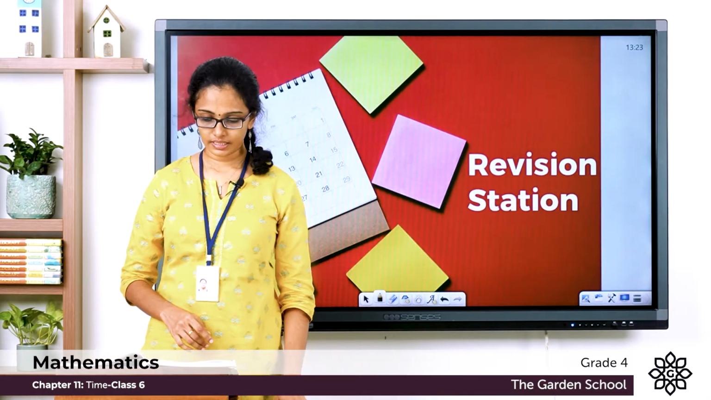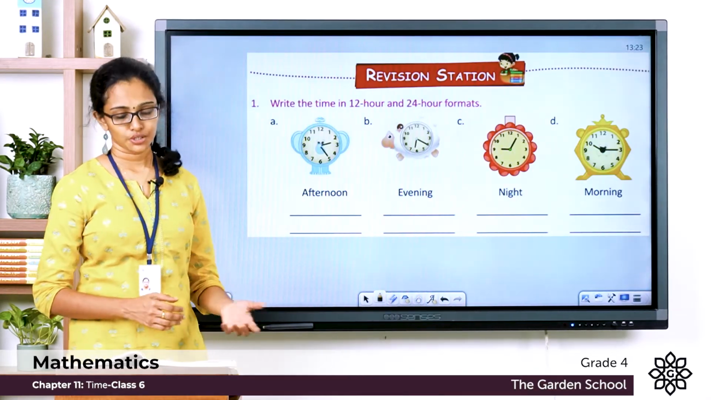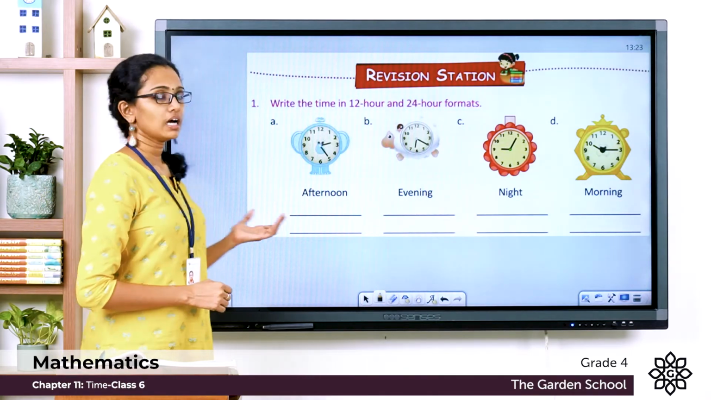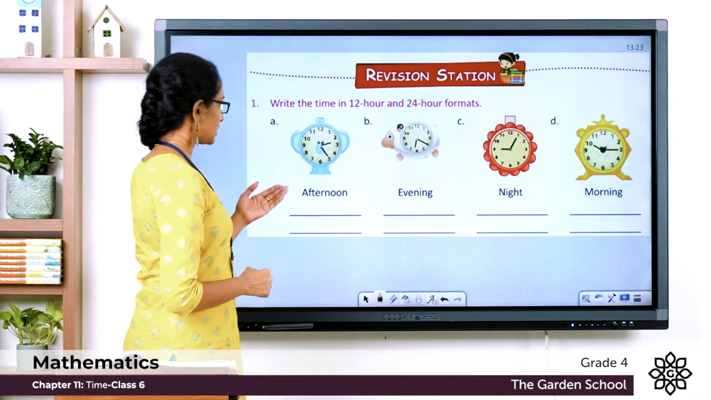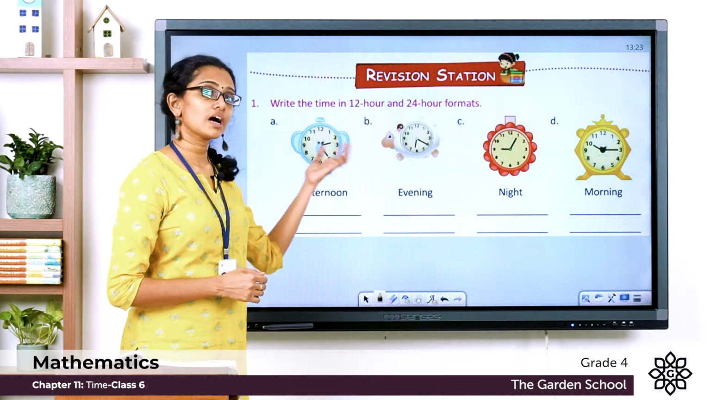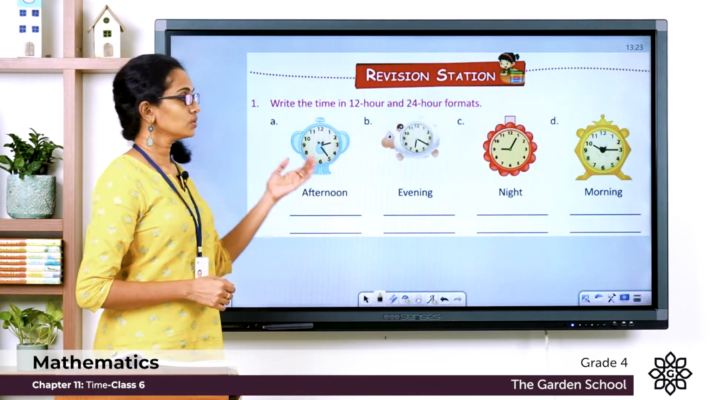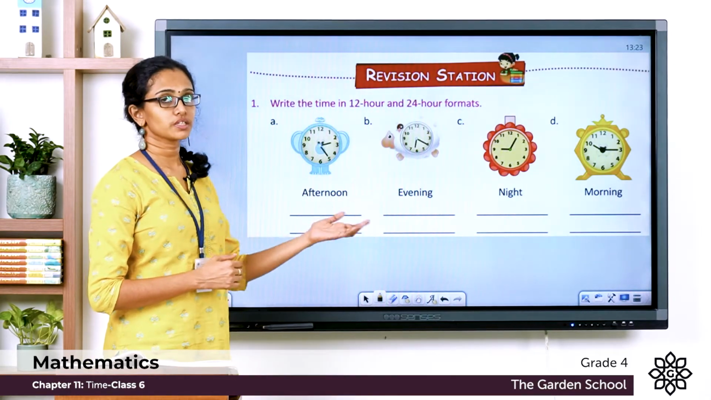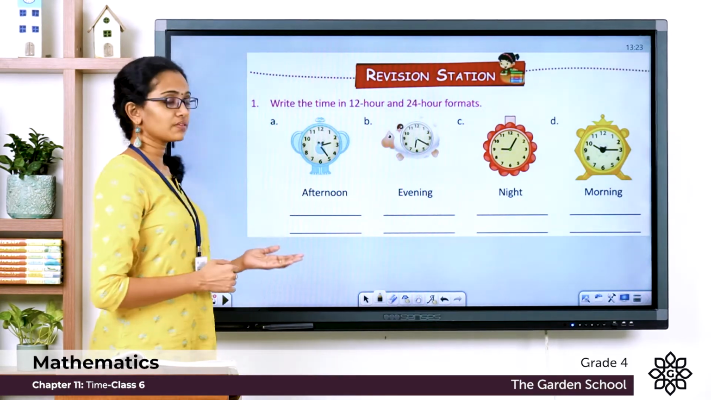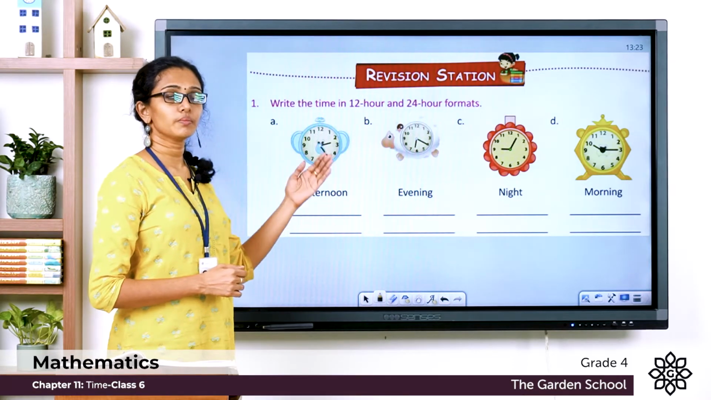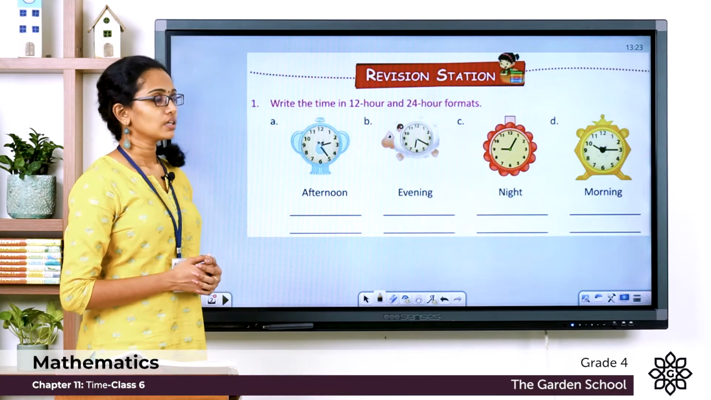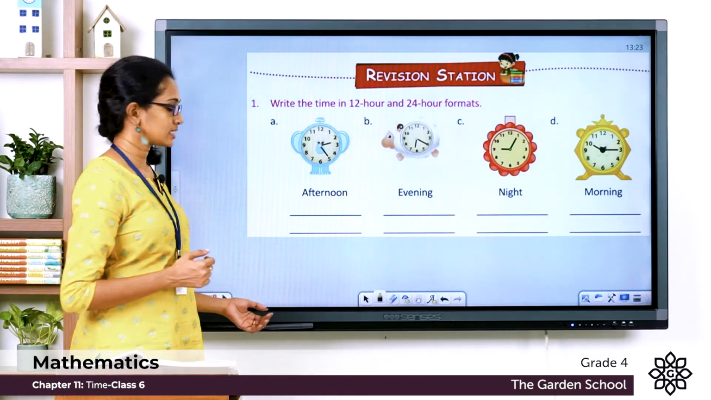The first question is, write the time in 12-hour and 24-hour formats. You can see a few clocks here and the hands on the clock are drawn in the picture. You have to check the position of the hour hand and minute hand of each of these clocks, and then write the time in both 12-hour and 24-hour formats. So, let's see the first question.